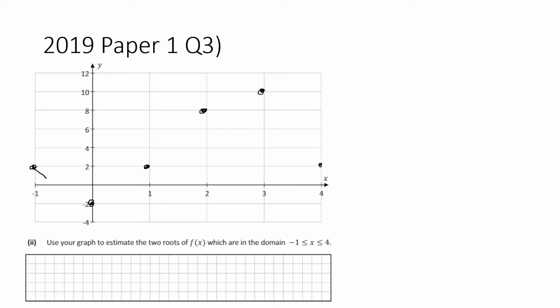So don't use a ruler, just use a free hand. Join them as best as you can to look like a curve. And that's what they look like. So as I said, 15 marks between that and the table.